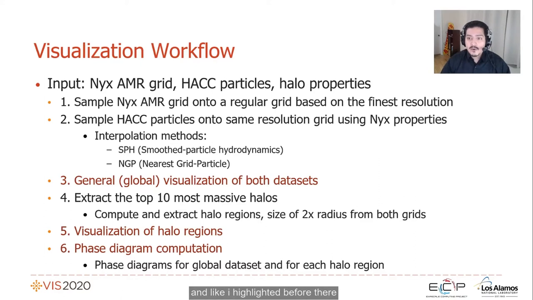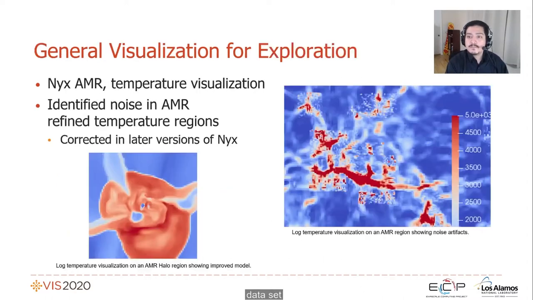And like I highlighted before, there are three visualization goals, and I've highlighted them in red. We want to create a general visualization of both data sets. Once we've extracted the top 10 most massive halos and their respective halo regions, we'd like to visualize these halo regions and also compute the phase diagrams for these halo regions and for the global data set.